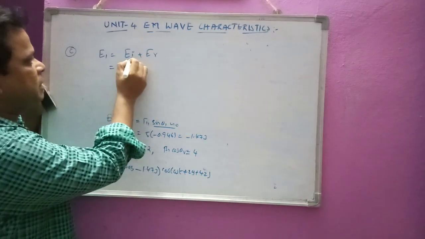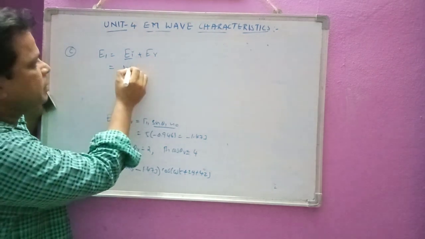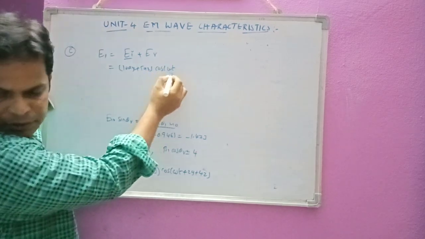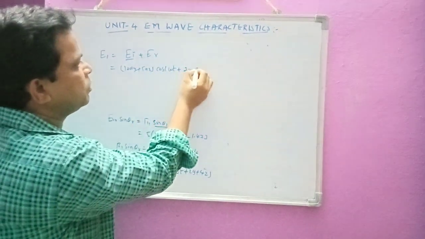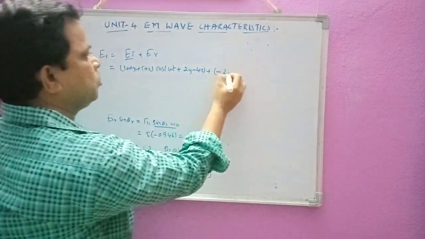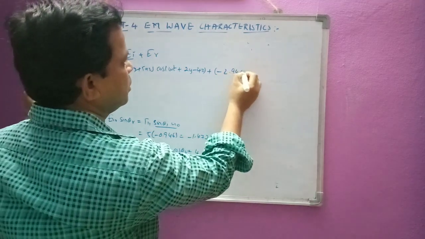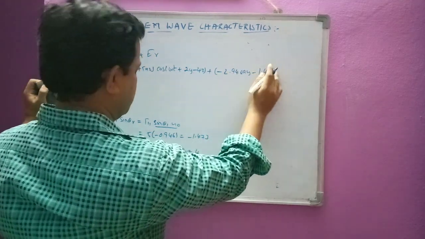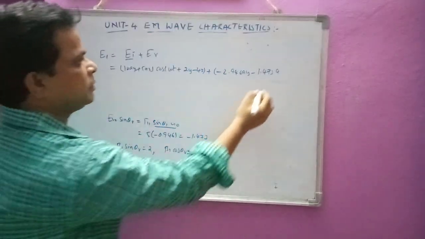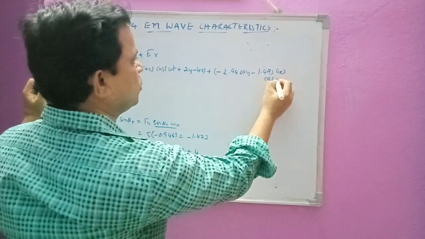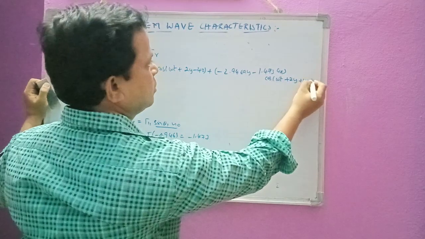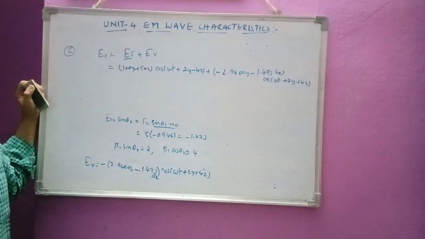In the question itself, he has given the EI, that is (10 aY plus 5 aZ) cos(omega t plus 2y minus 4z), and we have got this one, that is minus (2.946 aY minus 1.473 aZ) cos(omega t plus 2y plus 4z) here. So this is the value we are going to get.